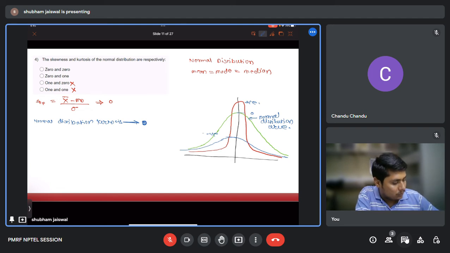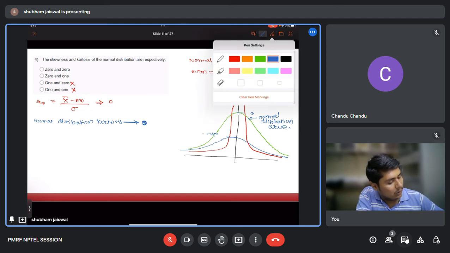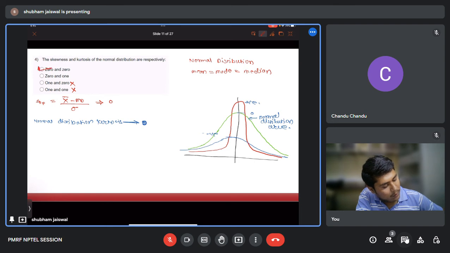So the correct option will be the first one, that is skewness is 0 and kurtosis is also 0.